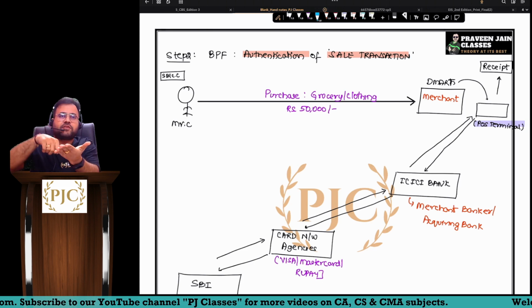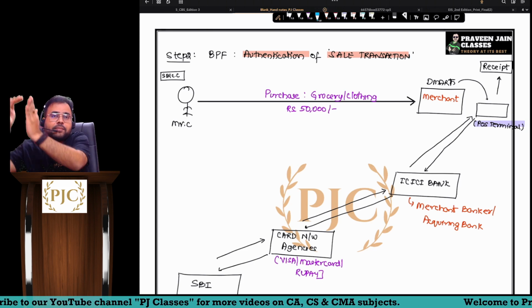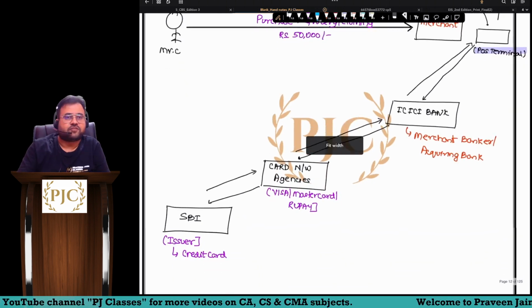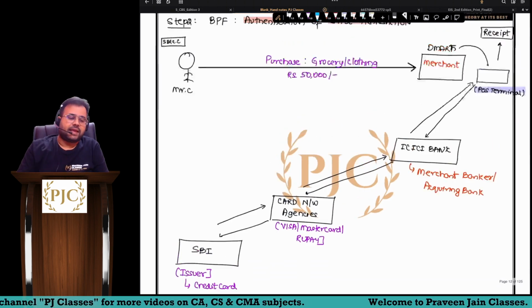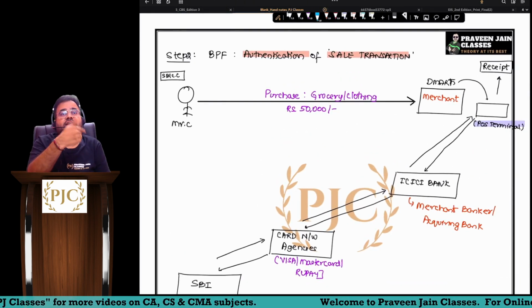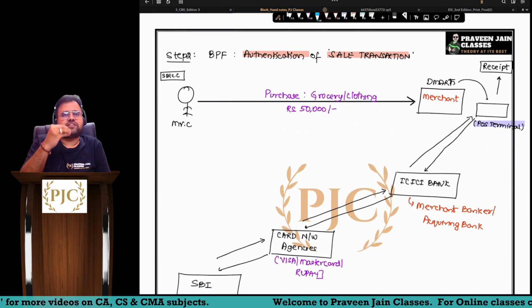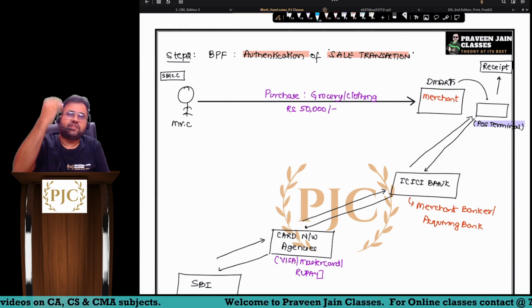So obviously the customer will swipe the card, sir. From there, the information will go to whom, sir? The merchant's banker, that is ICICI, sir. But sir, here Mr. C has got the credit card of SBI, sir. So obviously all the details of the card will be there with SBI, sir.